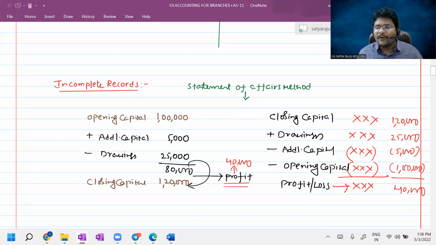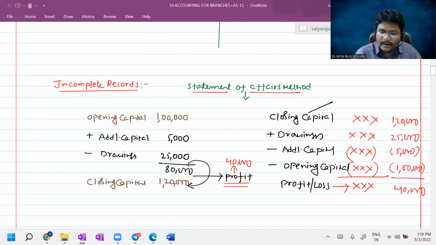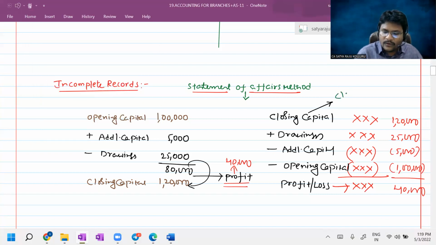This is the pro forma we generally follow in case of incomplete records to know the profit or loss of a particular entity for a particular period if the entire revenue expenses and revenue income information is missing. You may ask, sir, why is this method known as the statement of affairs method? To know the closing capital, we adopt the difference between closing assets minus closing liabilities. Closing assets minus closing liabilities.